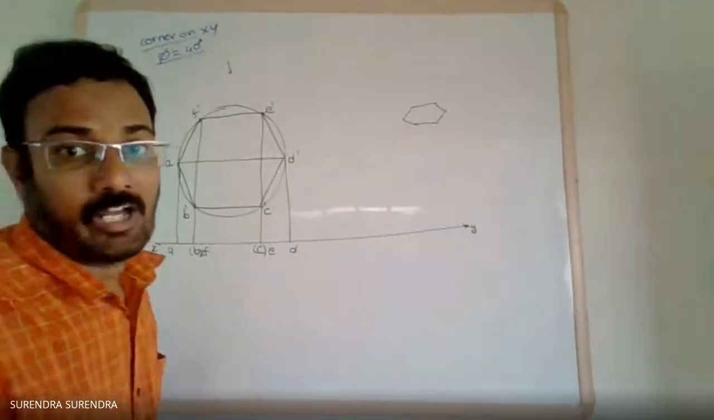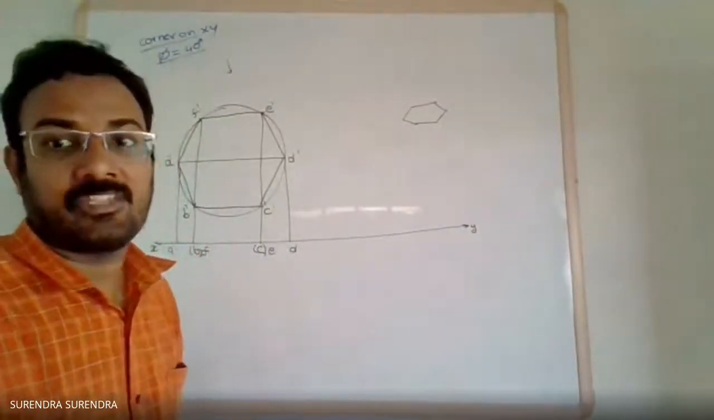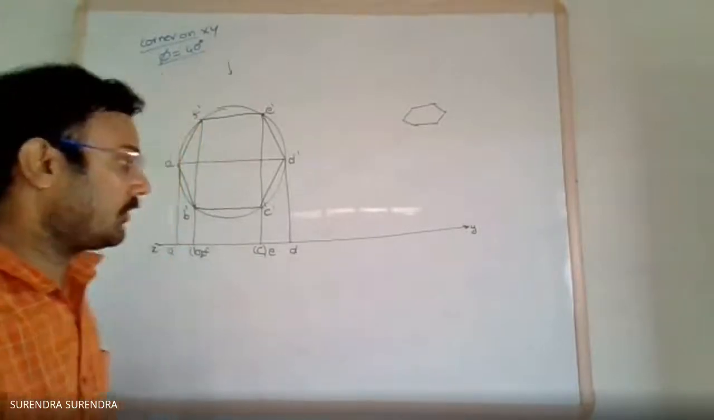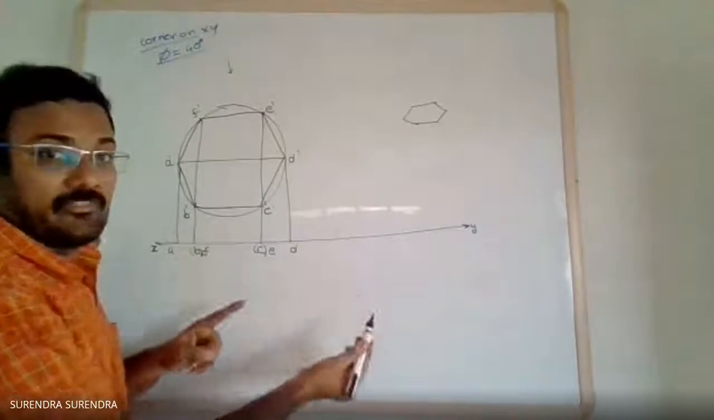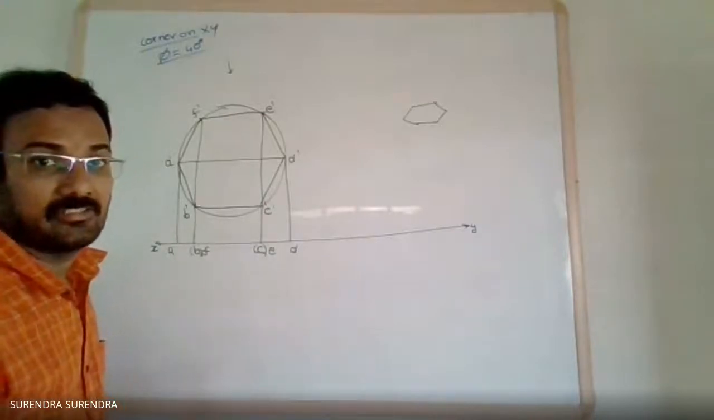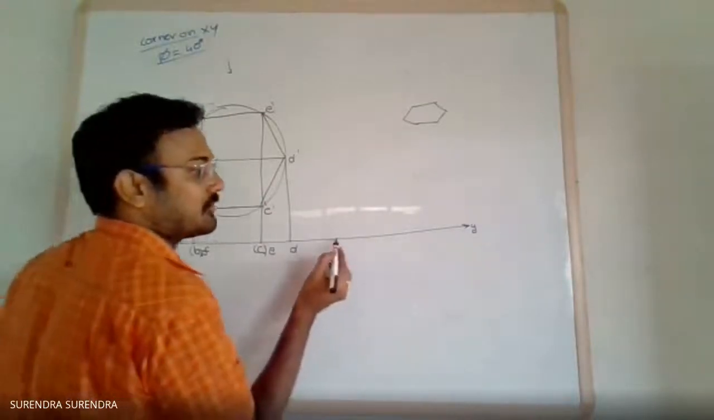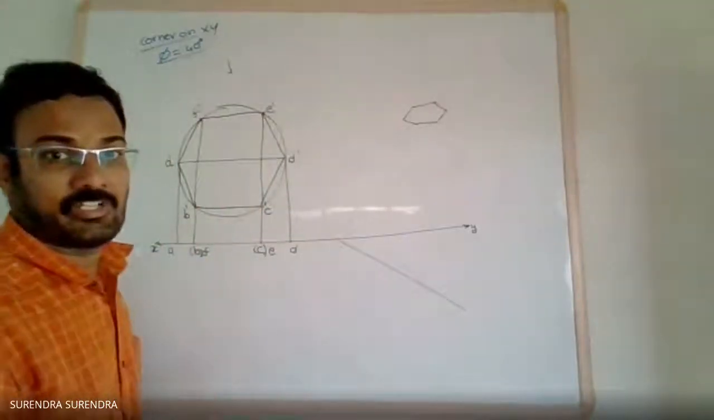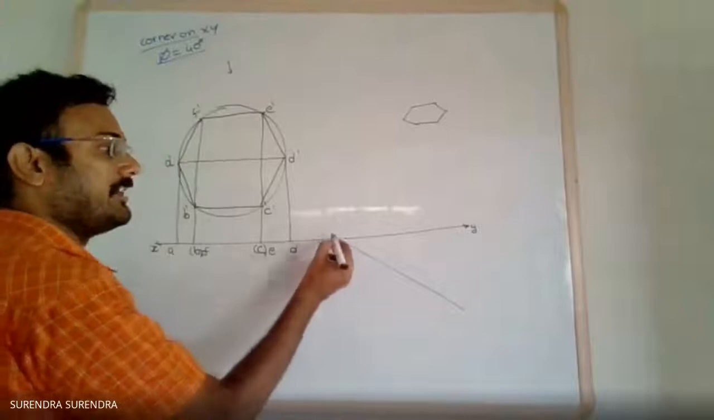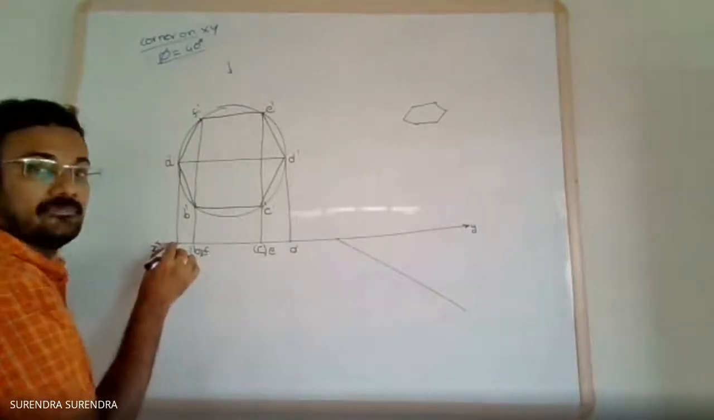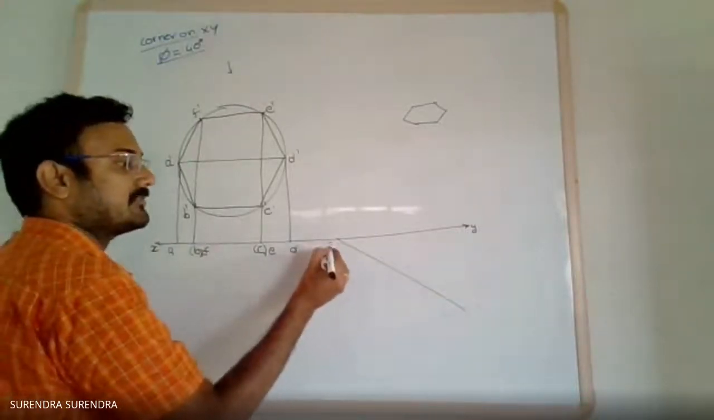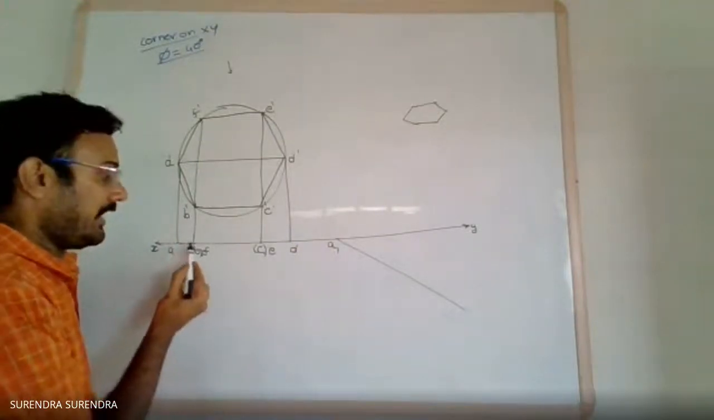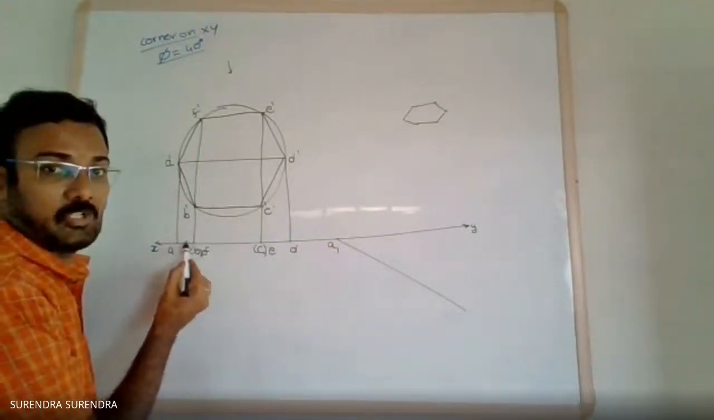Now apply the rotation condition. The surface is inclined at 40 degrees to VP. So redraw this line with 40 degrees inclination. What is the process? Draw a 40 degrees inclined line to the XY line, and at the first point mark the initial reference point, that is A1. Now measure the distance A to F.